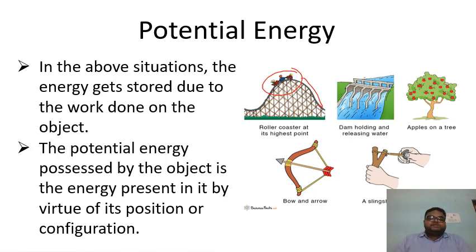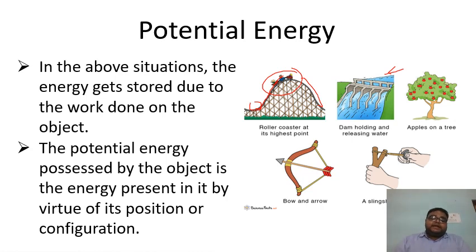So in these situations, the energy is stored due to the work done on the object, right? This roller coaster, when it was here some time ago, work was done to make it go up till here, isn't it, students? So work has been done on this roller coaster or any object, right? In a dam also we can see that the water has been stored there, isn't it, students? Right. So the potential energy possessed by the object, this is the definition.